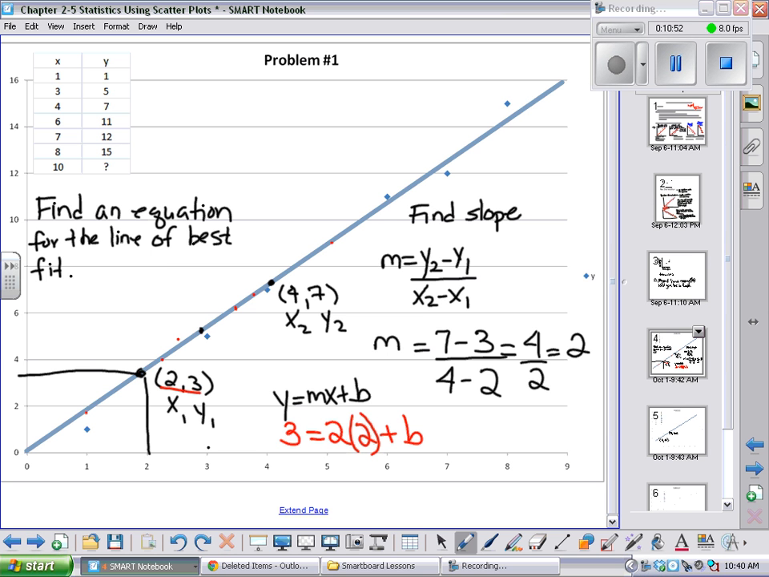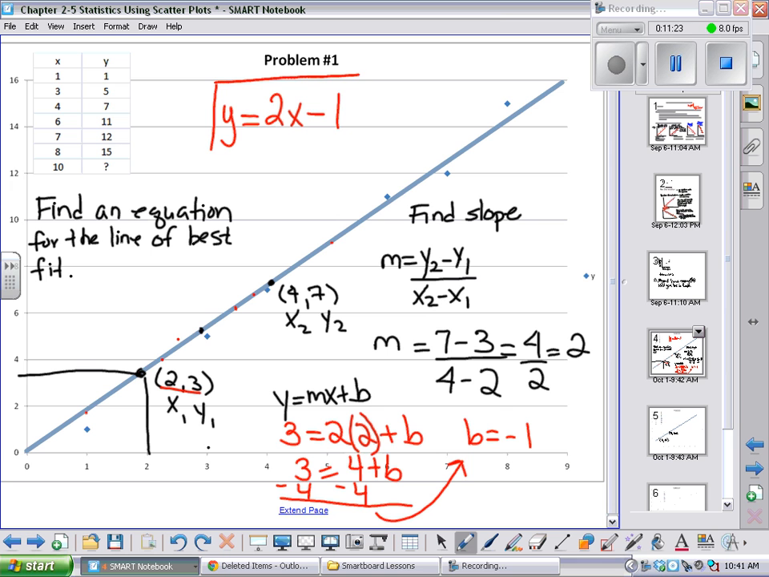So 2 times 2 equals 4. So I'm left with 3 equals 4 plus b. Subtract 4, subtract 4. And I'm left with b equals -1. So if my b is -1, the equation of my line is y equals, slope was 2, 2x, and my b is -1. There's my equation.